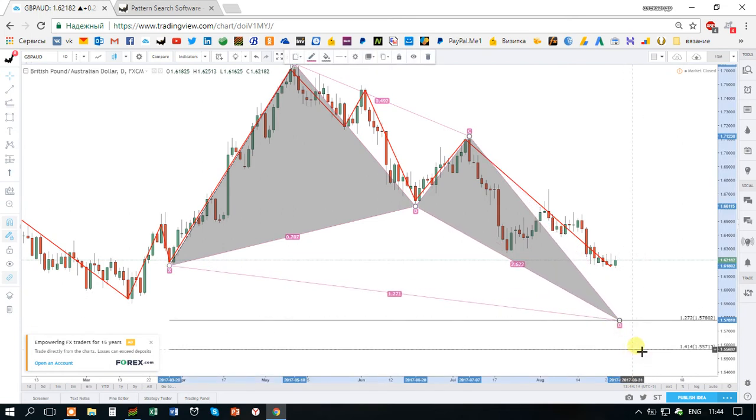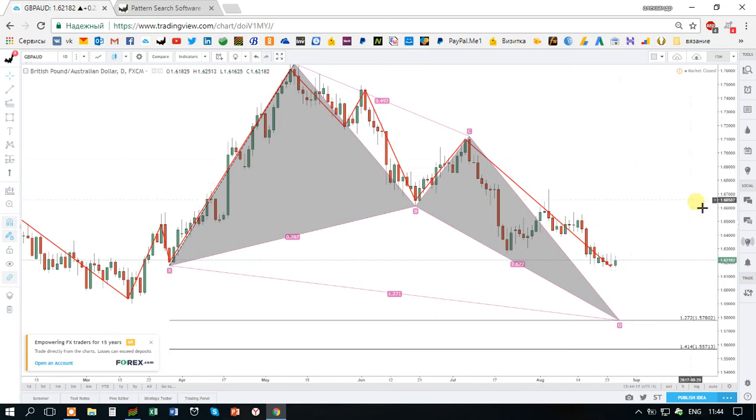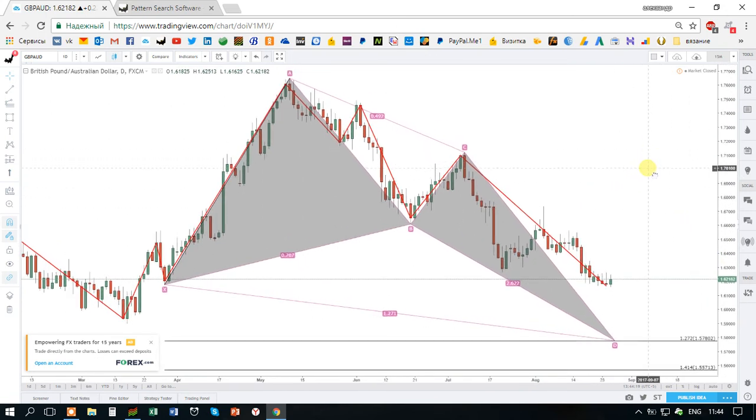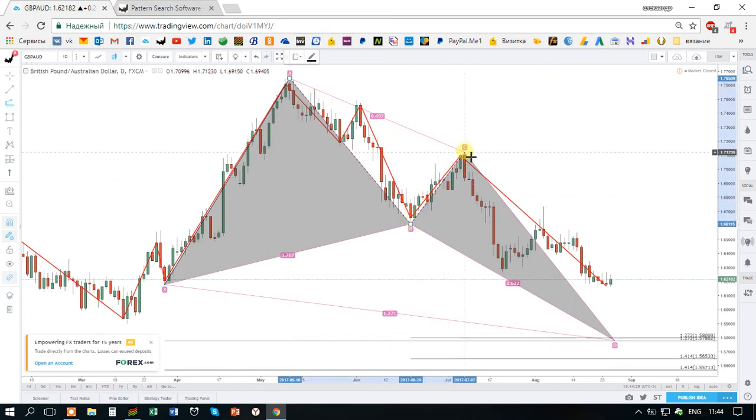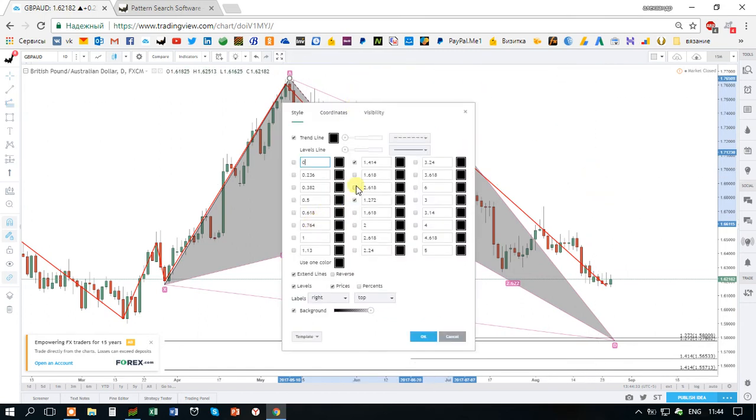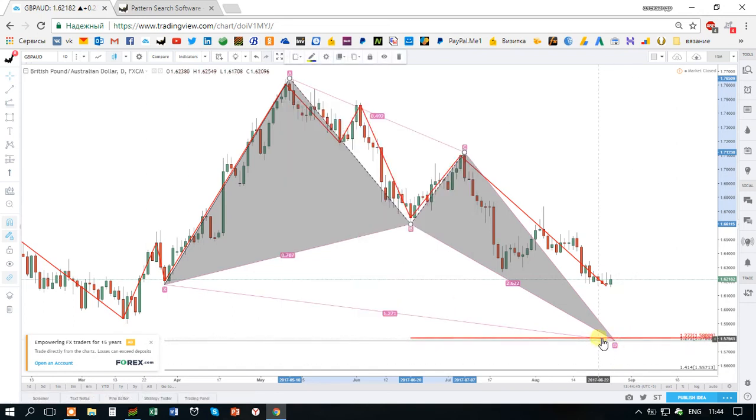1414 extension is the stop loss. Okay, and that's not all. We also need to find the 127 ABCD pattern. It is drawn this way. We don't need 1414, we need 127. It should be this. No, it should be this. So this red level is 127 ABCD pattern.